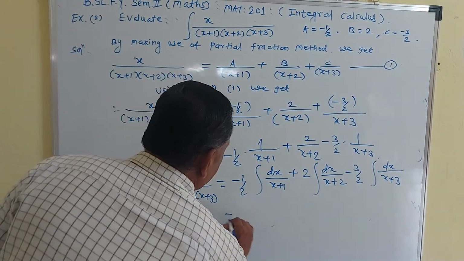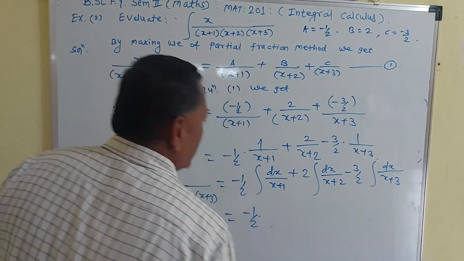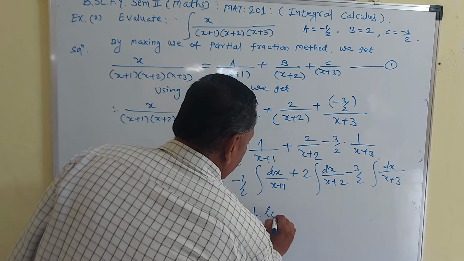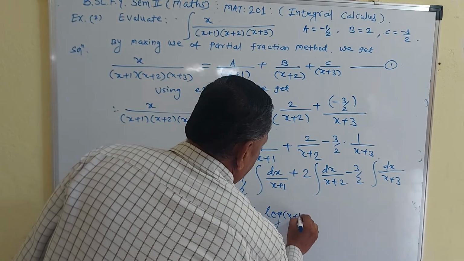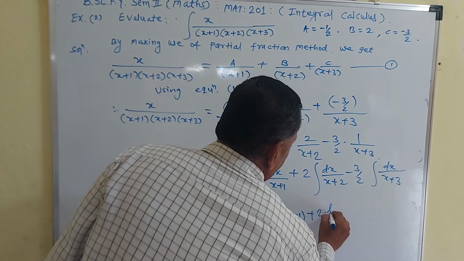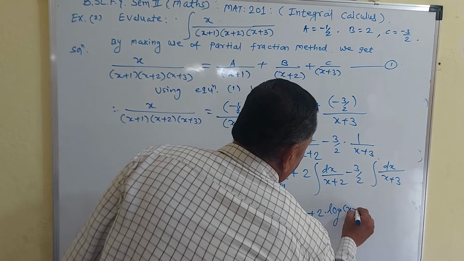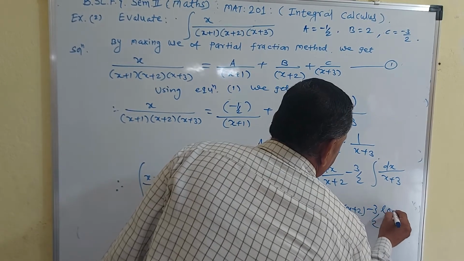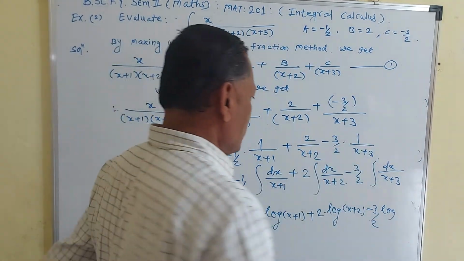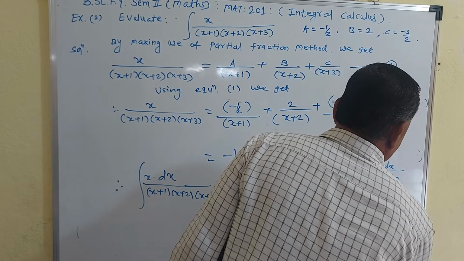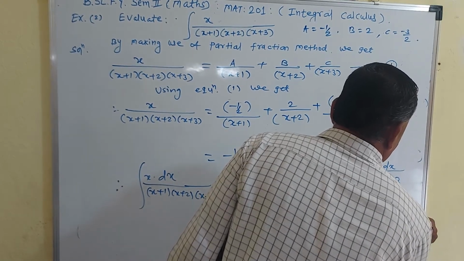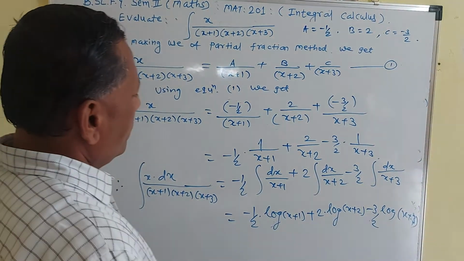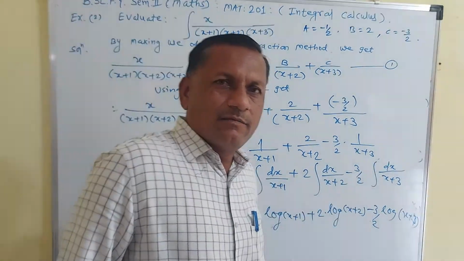So this can be written as minus 1 by 2, and you know the integration of dx upon x plus 1 is log of x plus 1, then plus 2 into log of x plus 2, then minus 3 by 2 into integration of dx upon x plus 3, log of x plus 3. So you keep as it is, or by properties of logarithm you make some adjustment here.